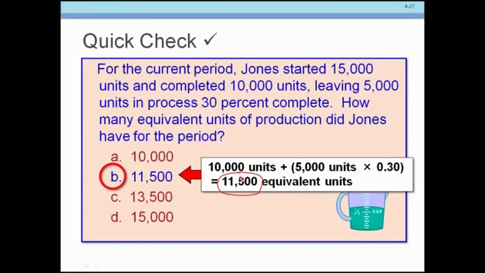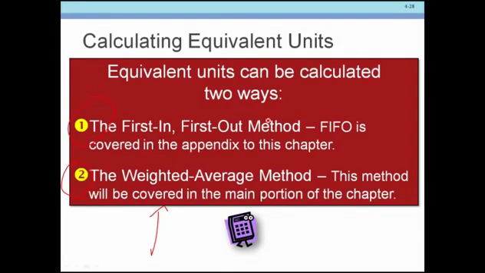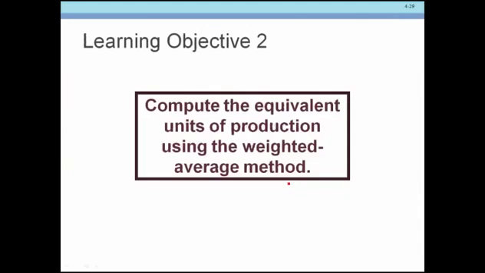Okay, let's see, what else do we have? Calculating equivalent units. Equivalent units can be calculated in two ways. To calculate the equivalent unit, we have two methods. We have the weighted average, which is number 2, and we have the FIFO method. In the chapter, we have the weighted average. The appendix covers the FIFO method. So we have two methods to calculate the equivalent unit.